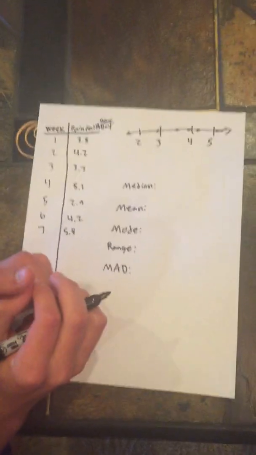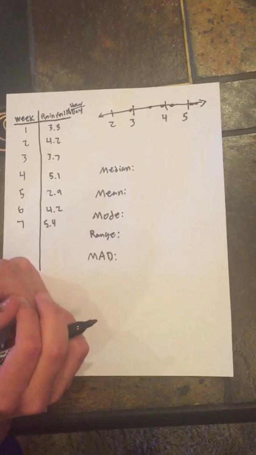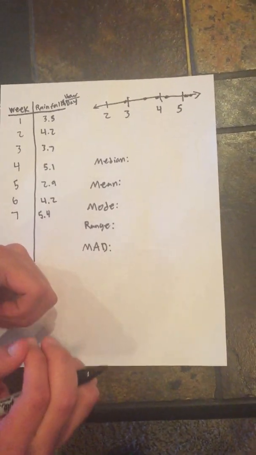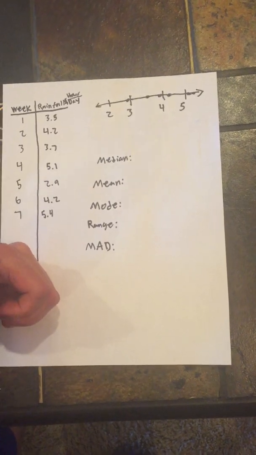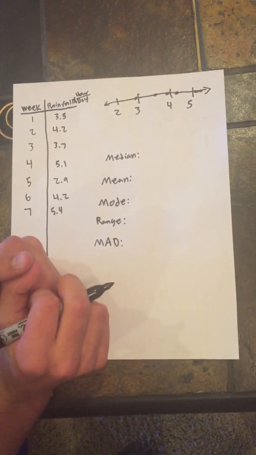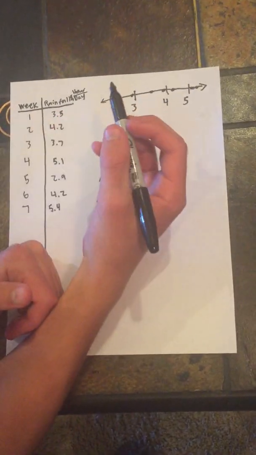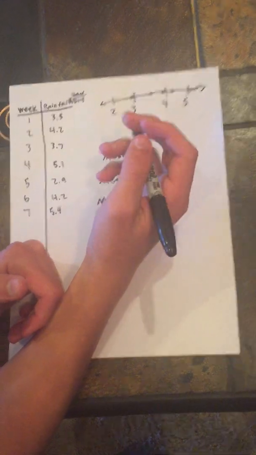In the last video we solved for the average height, the minimum height, and the maximum height. Today we're going to be adding the median, mode, range, and MAD. The mean is another word for the average height. So let's go from top to bottom. The median will be the number in the middle of the set.